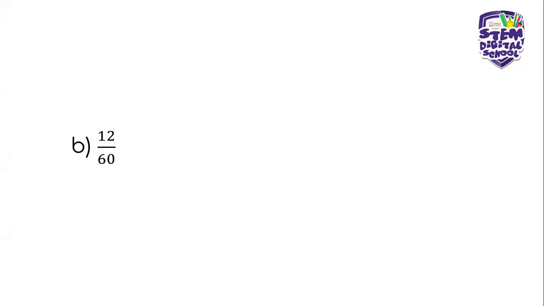And then we also have B there, 12/60. Can we rewrite this as a simplified version of the proper fraction? How can we simplify this? 12/60. So the basic thing that you can do is to divide each element there by 12. In other words, you can divide the numerator by 12 and also divide 60 by 12.